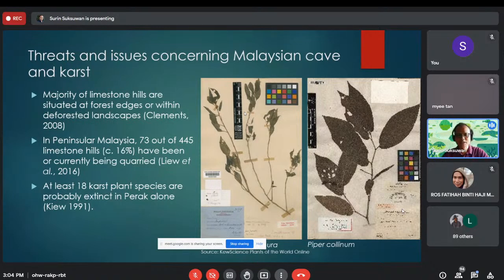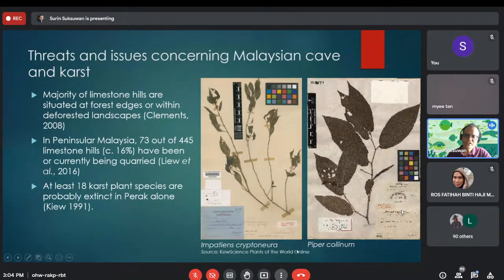Now, of the 18 karst species that Dr. Kiew mentioned in her paper in 1991, I did a search on Google, and I found 2 that are confirmed to be extinct by Kew, which is the leading research institution on plants, the Kew Botanic Gardens in the UK. These 2 species are Piper colinum and Impatiens cryptogonura. Piper colinum is related to our wild pepper. Impatiens cryptogonura is a relative of balsams.